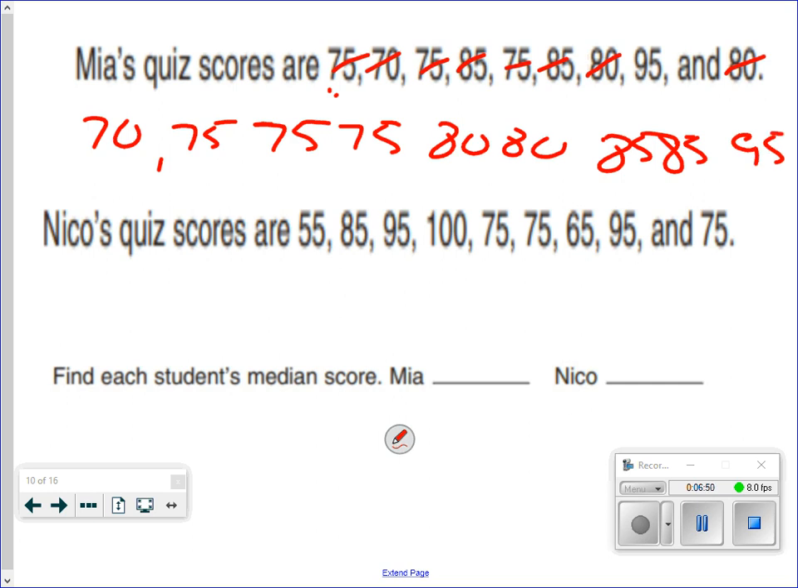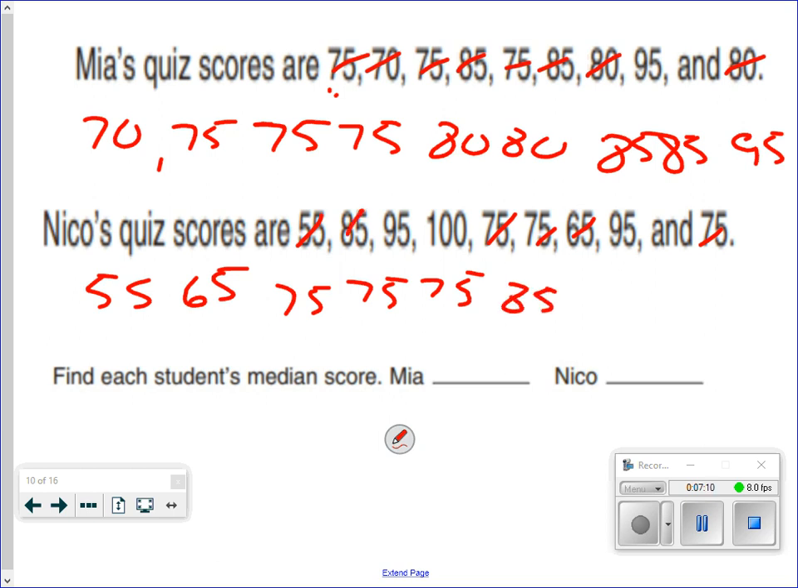Let's go down here. His smallest was the 55. Then let's go to the 65. Let's go with 75s. 1, 2, 3 75s. Then let's check with the 85, 95, 95, and 100. Okay.